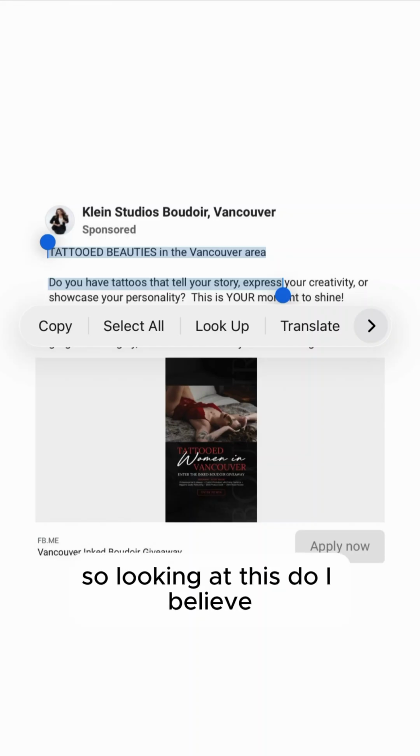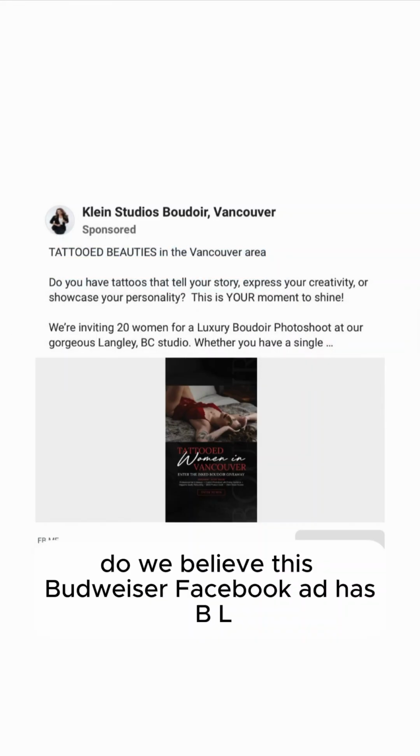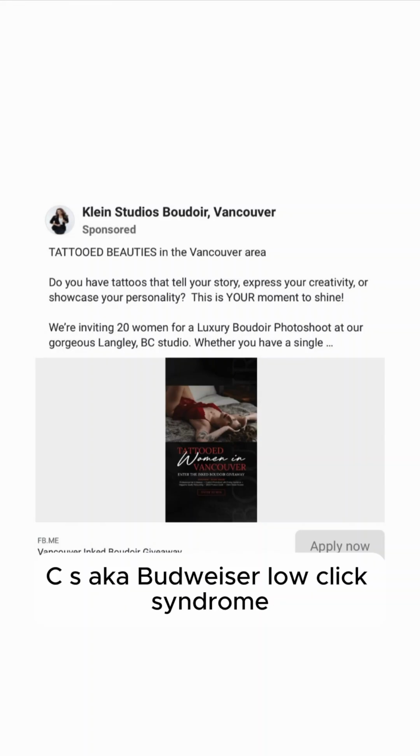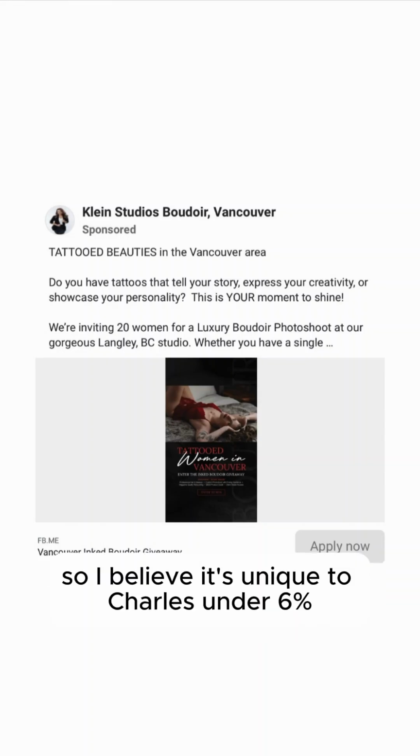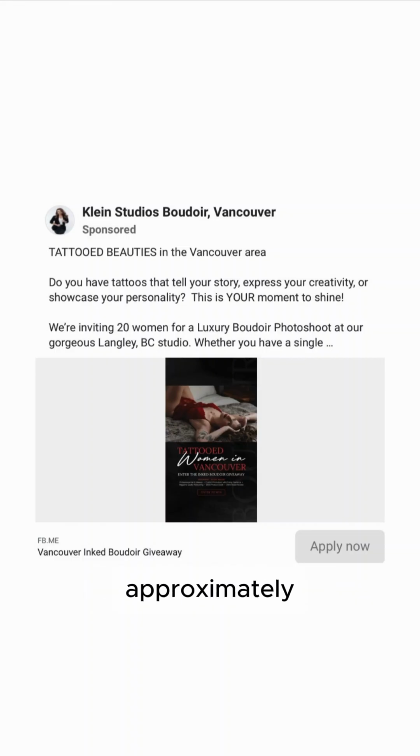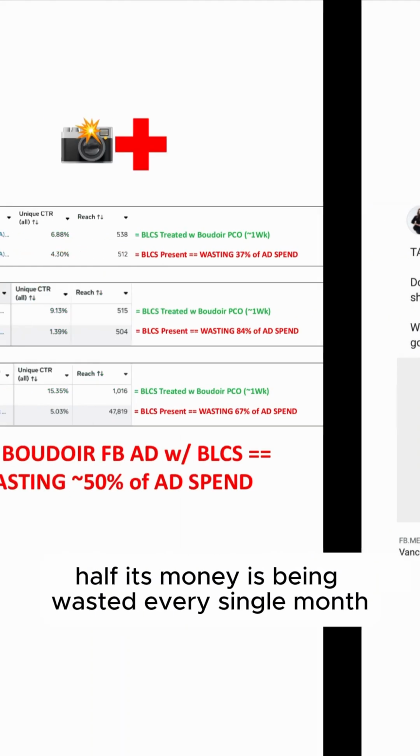So looking at this, do we believe this Boudoir Facebook ad has BLCS, aka Boudoir low click syndrome? Yes, I do. I believe its unique CTR is under 6%. So approximately half its money is being wasted every single month.